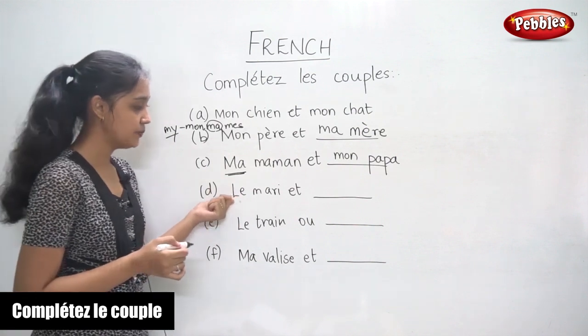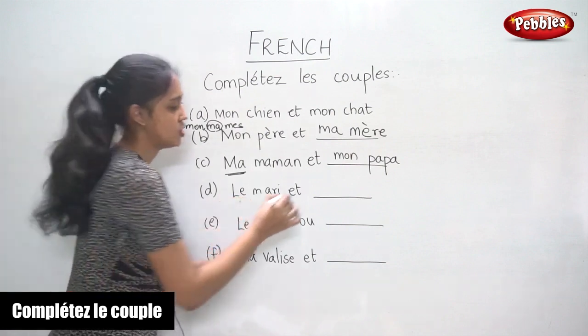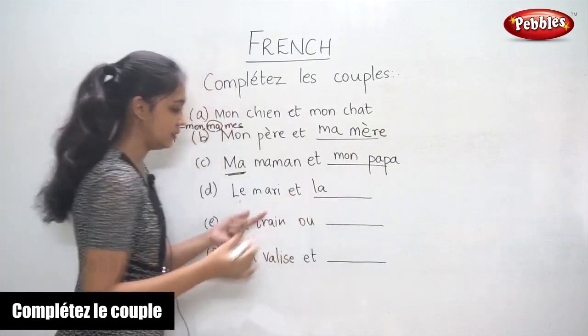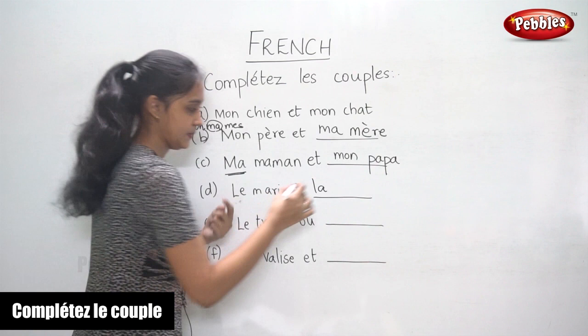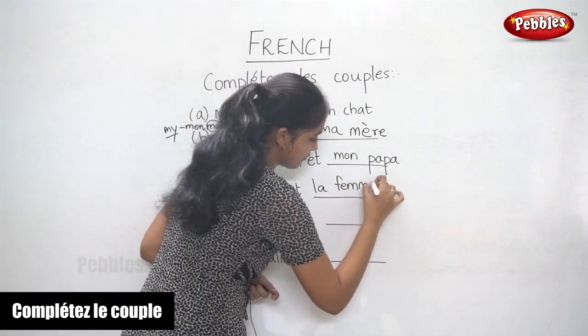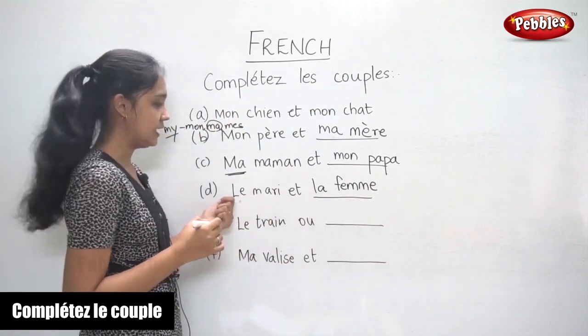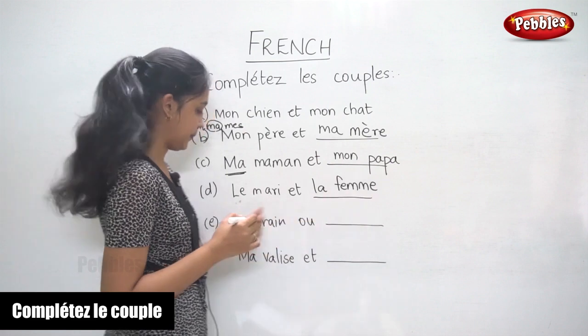Now the next one, la Marie. So here la is used, so we need to write la. Marie is the husband's wife, so the word here would be femme. La Marie et la femme.